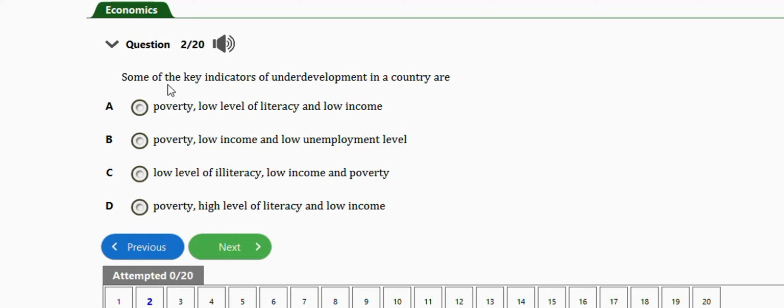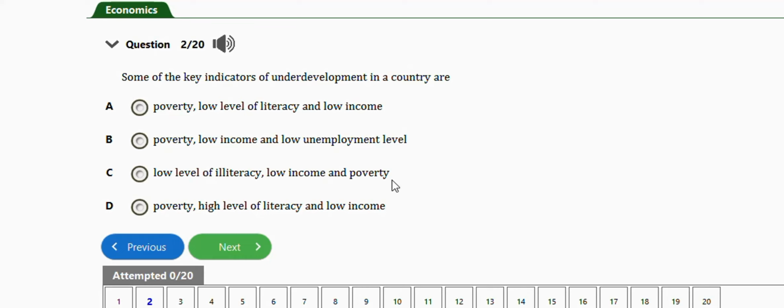This question is this one. It says some of the key indicators of underdevelopment in a country are where poverty, low level of literacy and low income, poverty, low income and low unemployment level, low level of illiteracy, low income and poverty, poverty, high level of literacy and low income. The right answer is option A, which is poverty, low level of literacy and low income. Alright, so that's it for this question, guys.